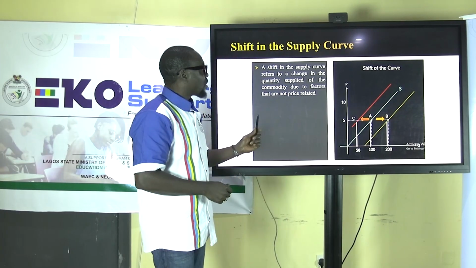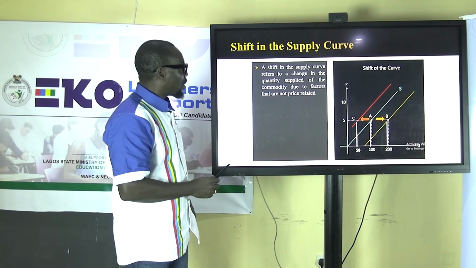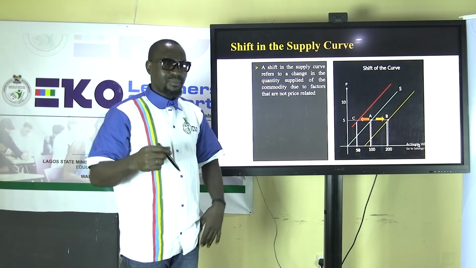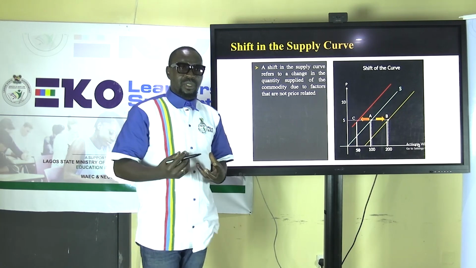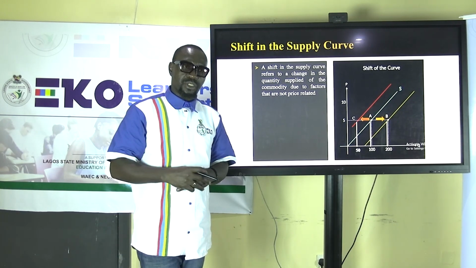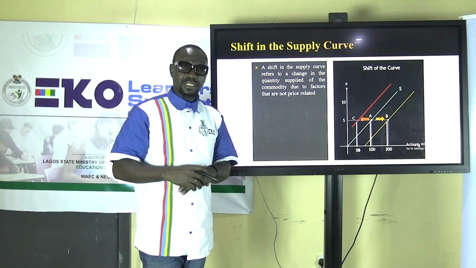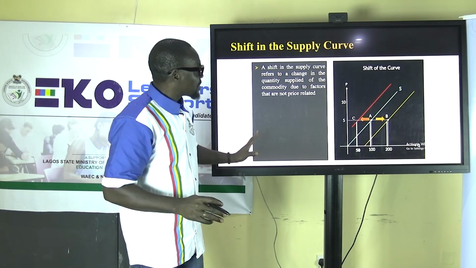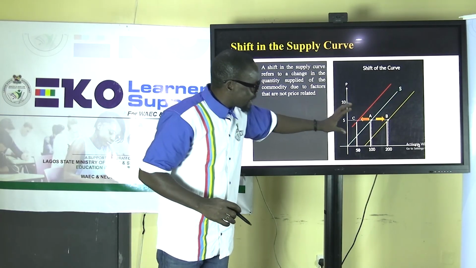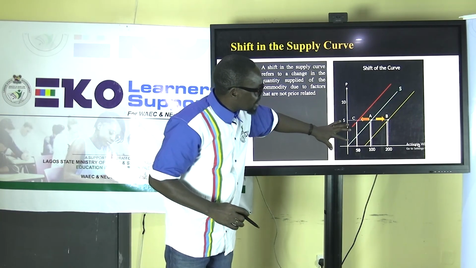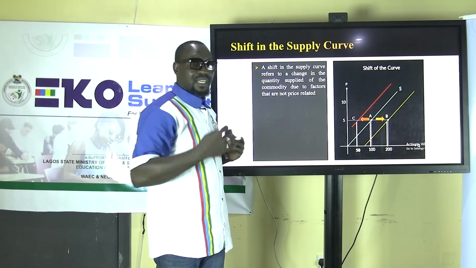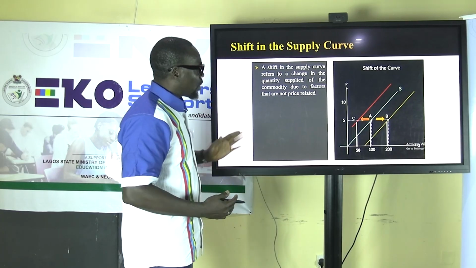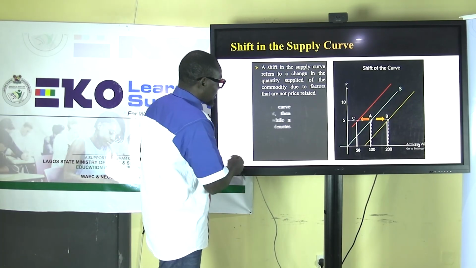So a shift in the supply curve refers to a change in the quantity supplied of the commodity due to factors that are not price related. For example, cost of production that we have mentioned doesn't have anything to do with the price. Weather conditions, for example, doesn't have anything to do with the price. So all these factors that are not price related will cause the supply curve to shift either to the right, which is outwards, or to the left, which is inwards.